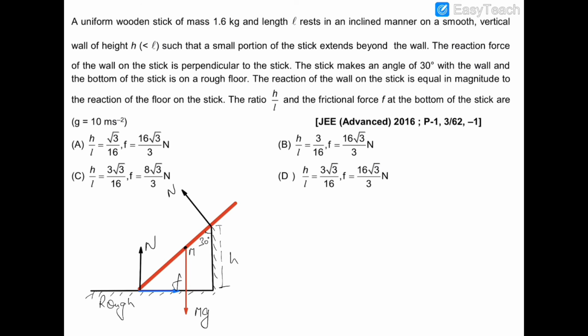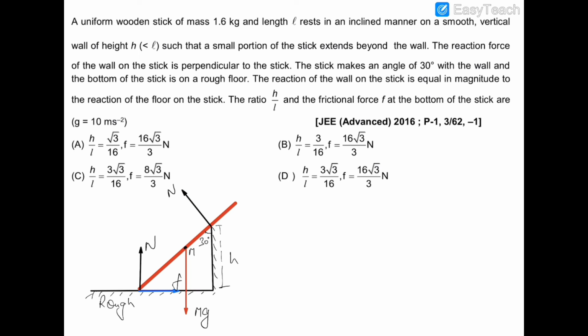It is kept at rest on a wall, and it is hanging on the wall in such a way that some of its part is lying above the wall. The floor is rough and the angle the rod makes with the wall is 30 degrees. So we have to find out the ratio of H by L and friction F which is acting on the bottom of the rod, if the normal reactions exerted by the floor and the wall on the rod are equal.